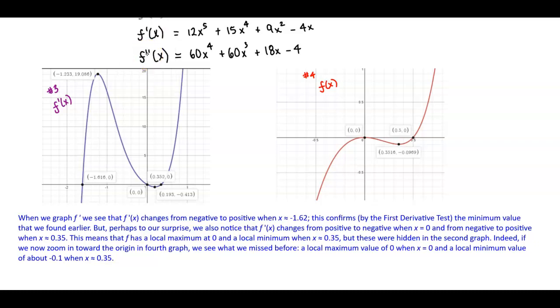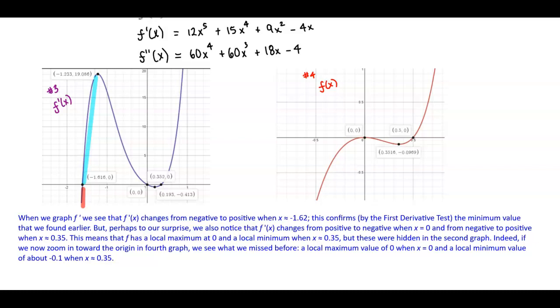It's negative here, and then positive here at -1.62. This confirms, by the first derivative test, the minimum value that we found earlier.